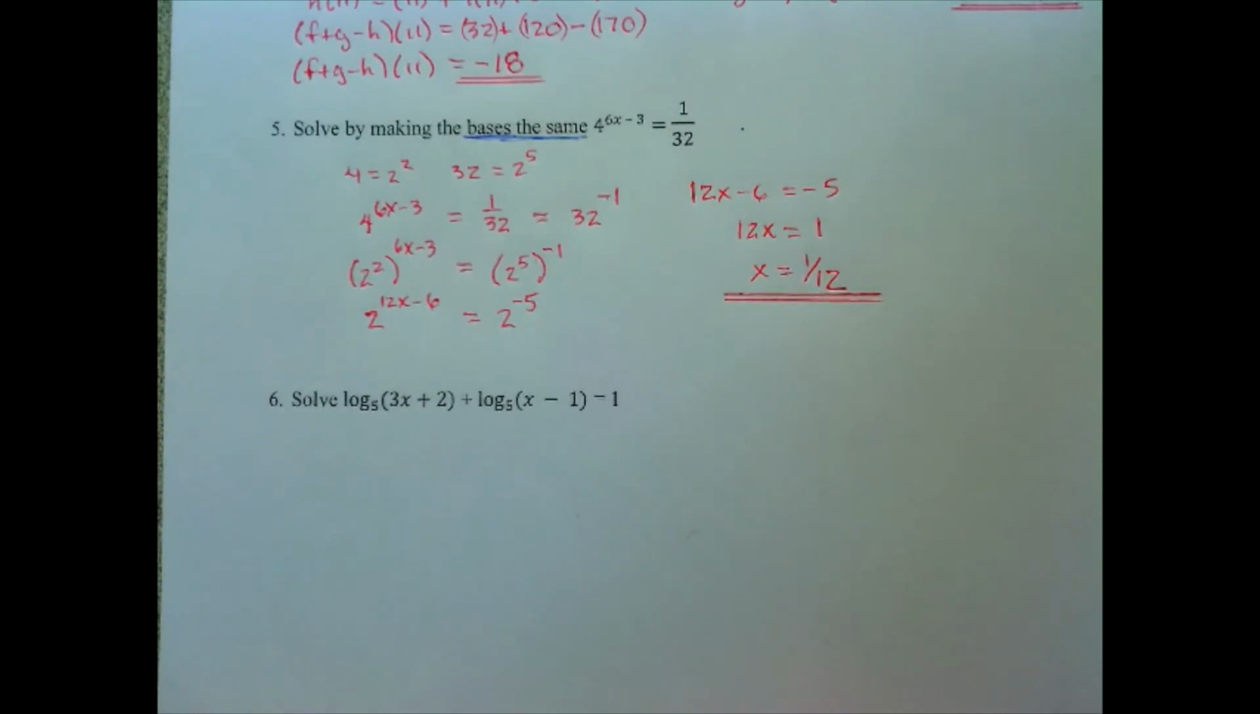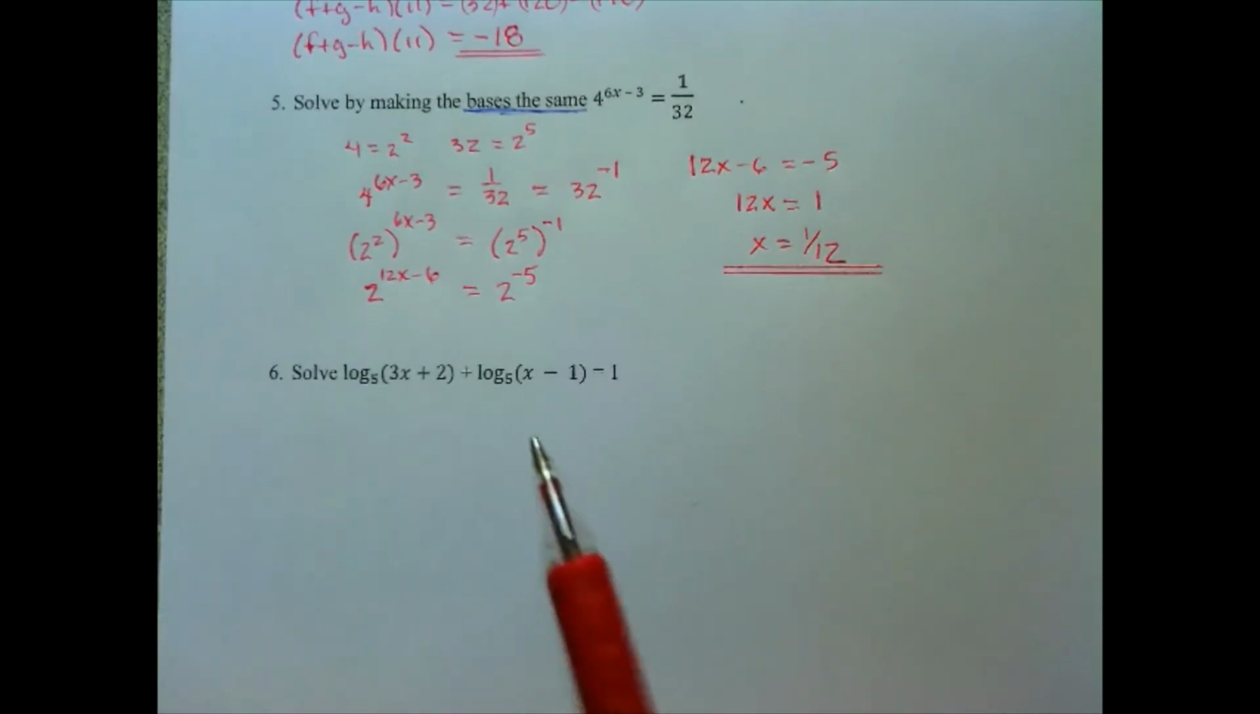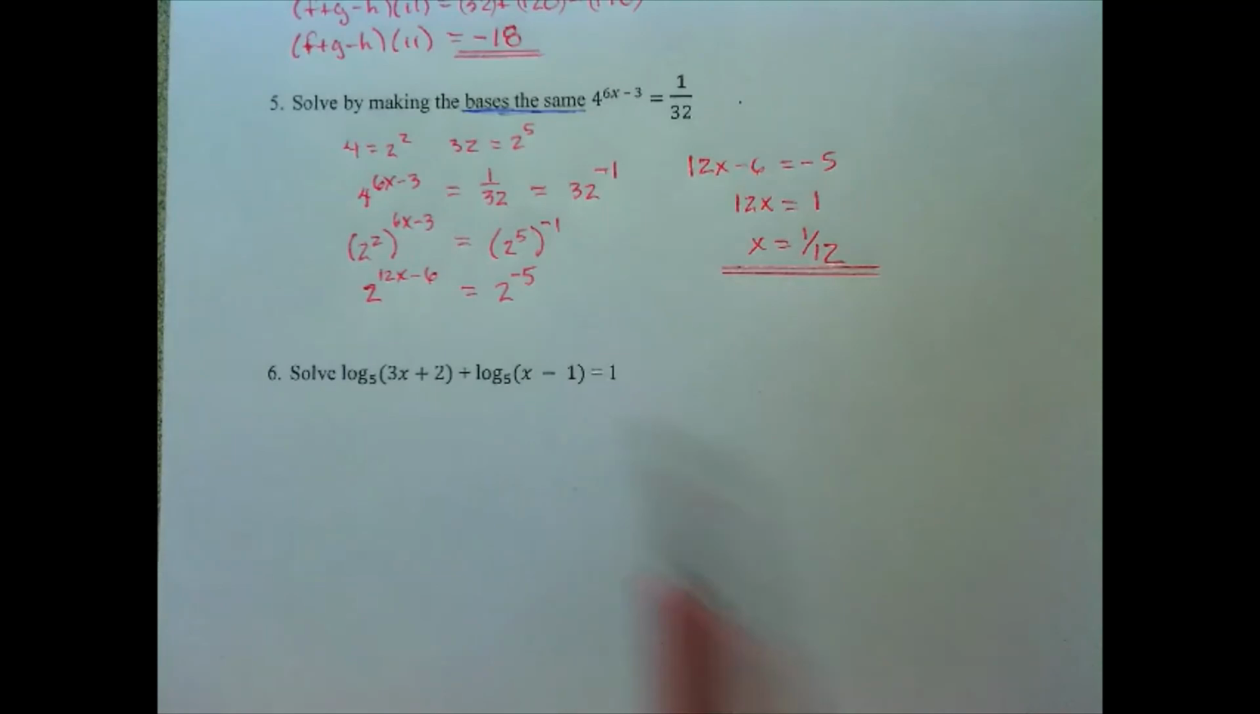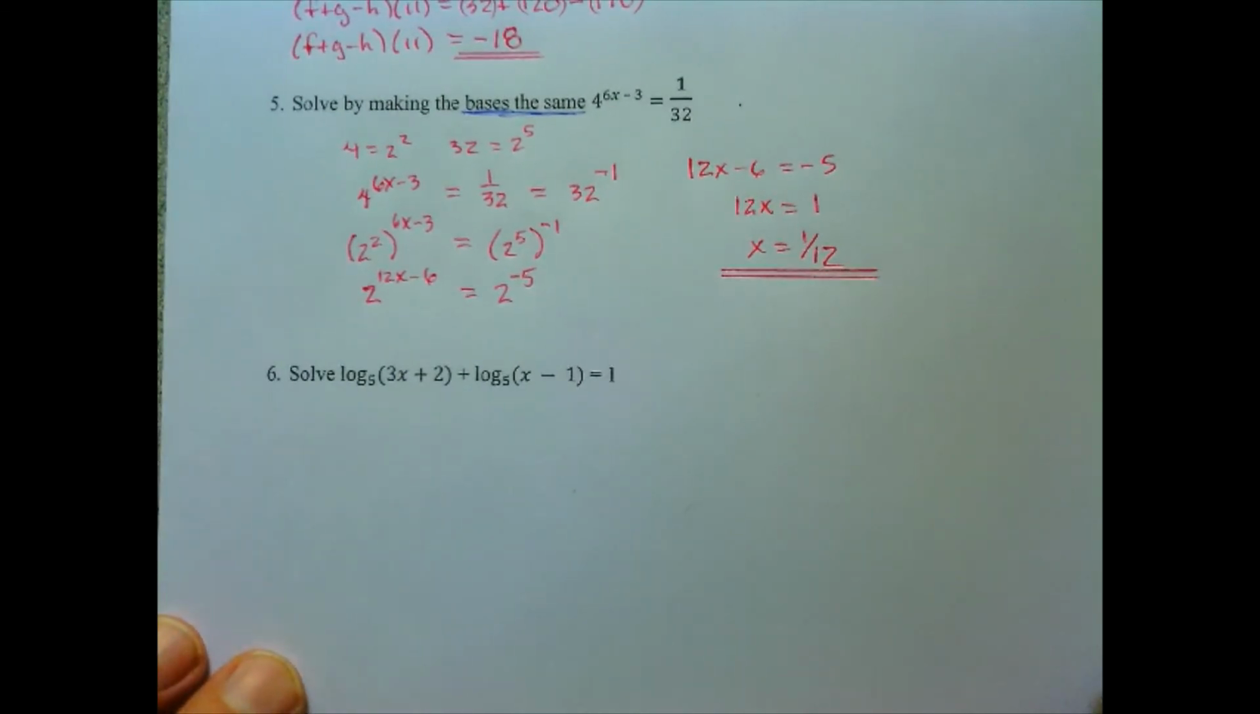Okay, now if there are no instructions, in other words, it doesn't say to do it in a particular way, then you can do it any way you want, as long as you solve the problem. So whereas in problem 5 it said make the bases the same, problem 6 just says solve. So we can go ahead and solve it any way we know how.